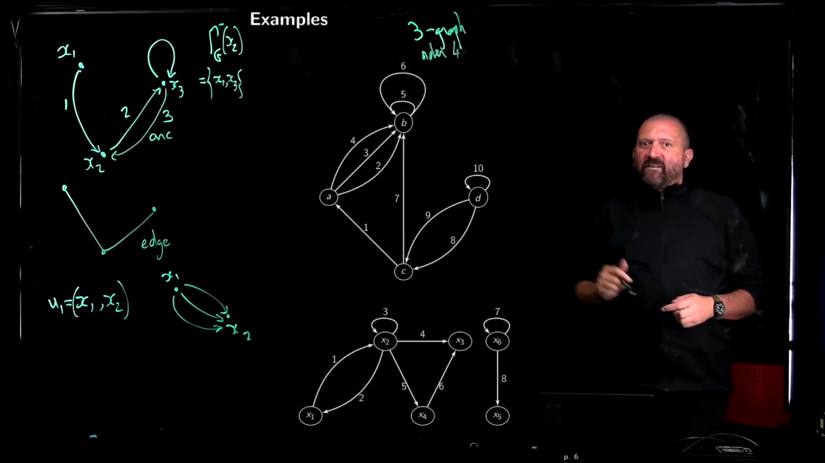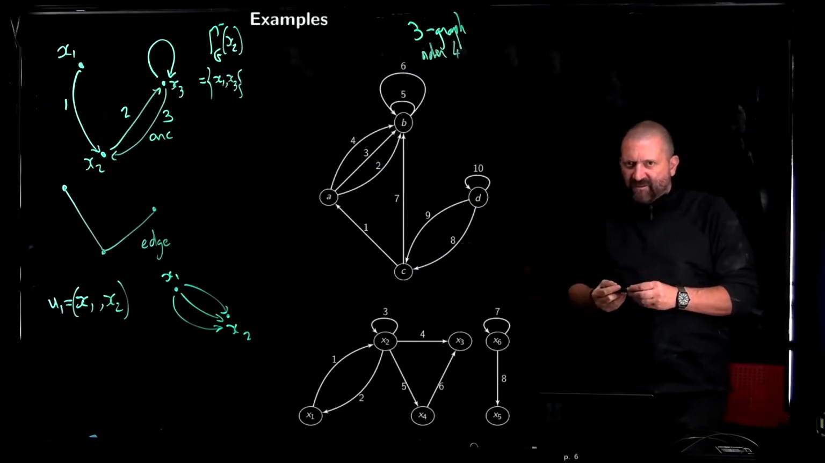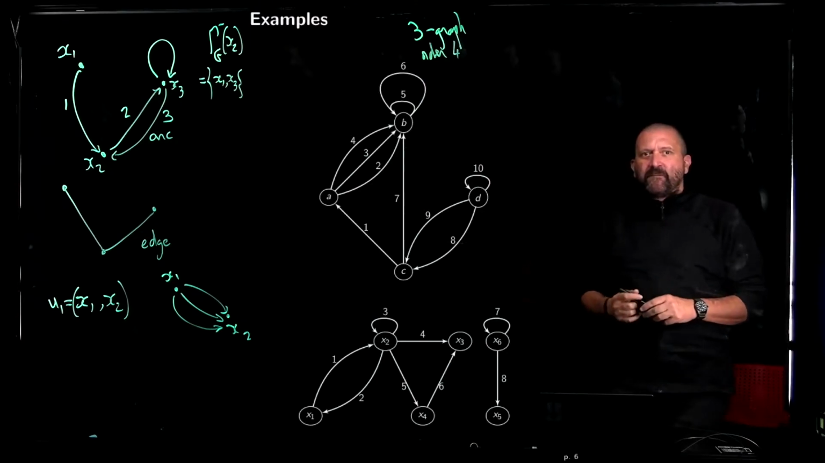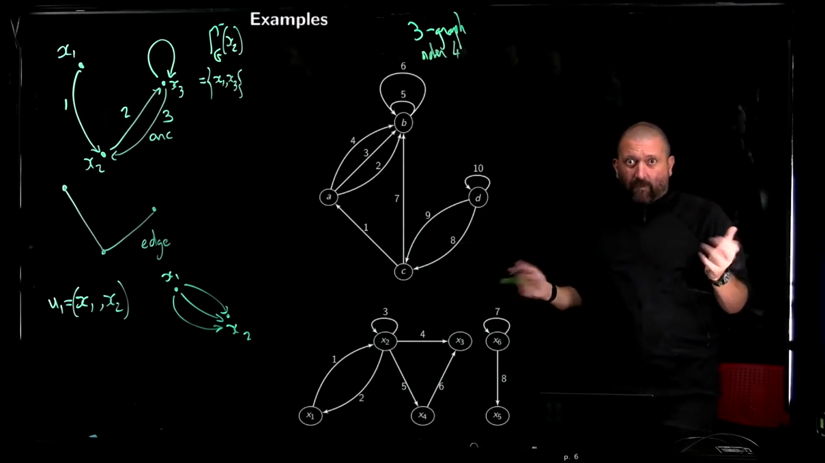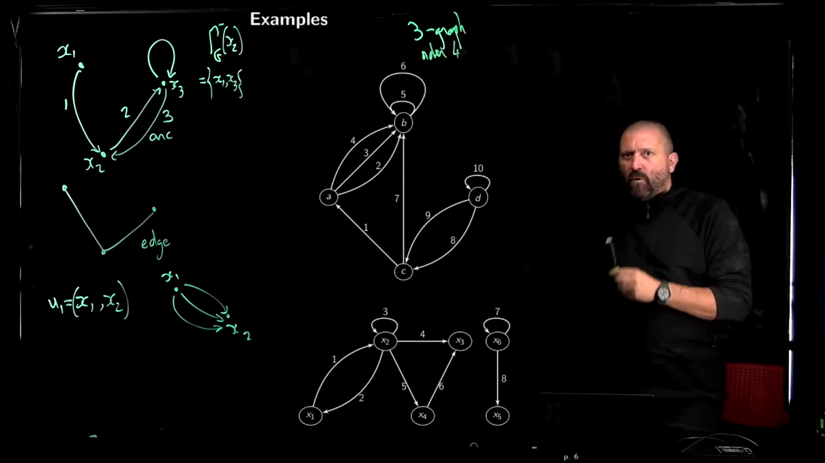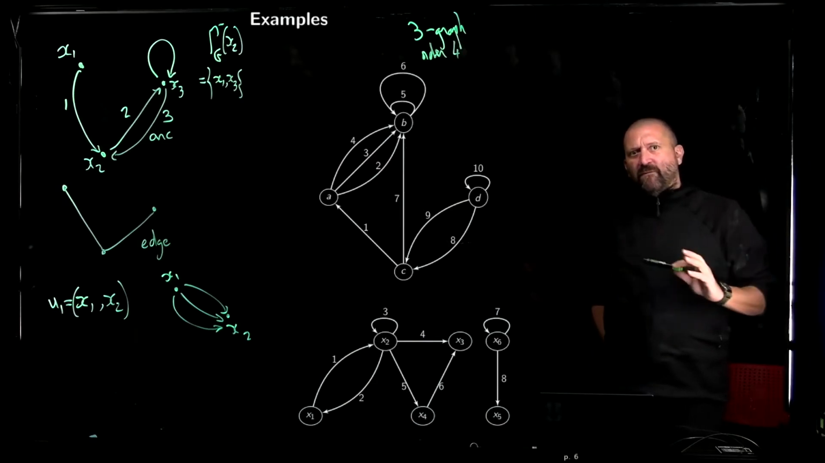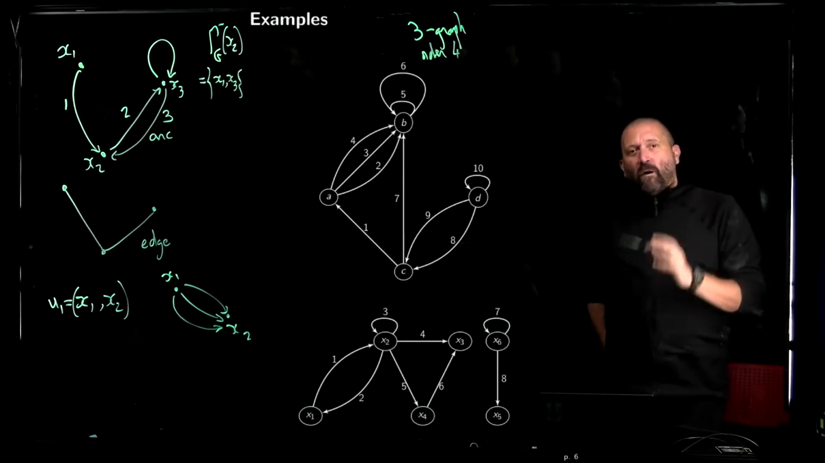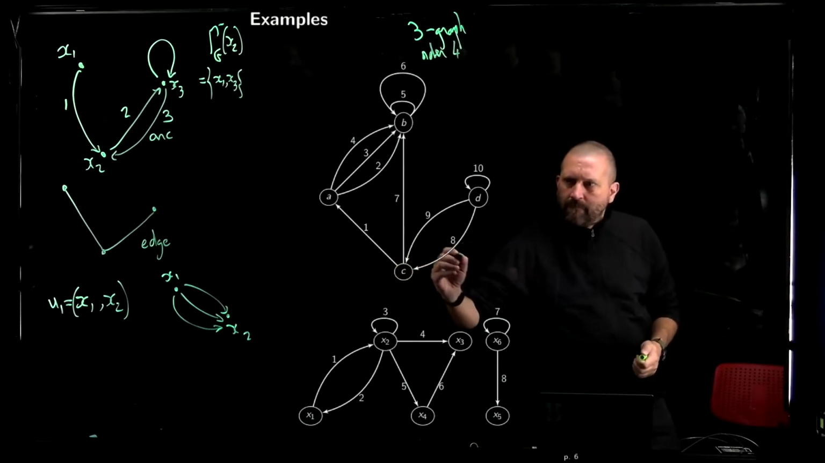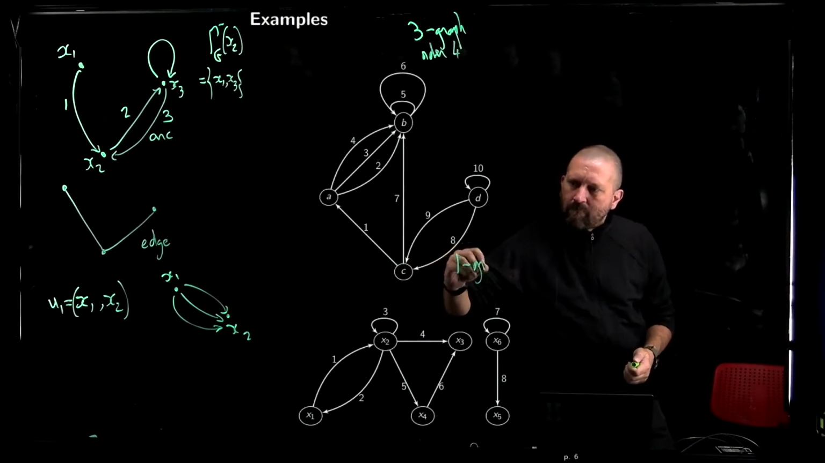Okay. Whereas the graph on the bottom has vertices x1 to x6, so it's order 6, but you can see that there are no more than 1 arrow in each direction between any pair of vertices, so it's a 1 graph. So this is a 1 graph of order 6.